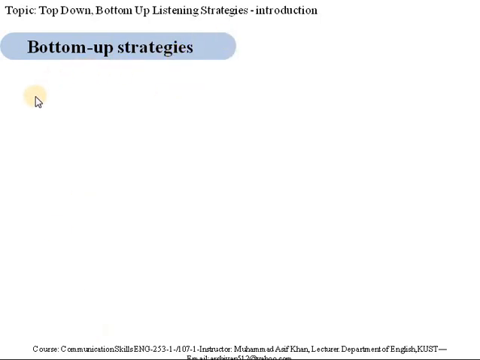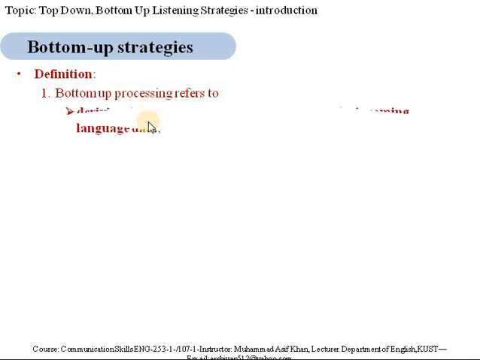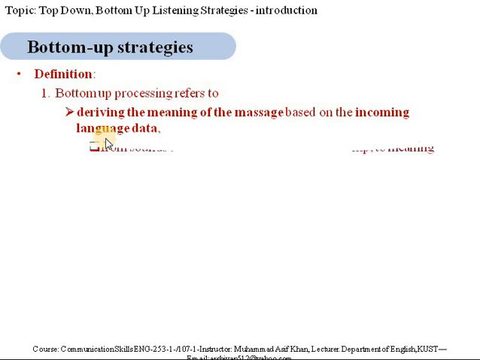Now let's move towards the bottom-up strategies. The definition of the bottom-up process is that it refers to deriving or obtaining the meanings of the message, but those meanings are based on the incoming language information or data. So it totally depends upon the received information that is being provided to the listener, and it does not have any relation with the background information or the context or situation of that data. It has very limited connection to the awareness of the type of the text, and it basically focuses on the sounds from which we form the words.